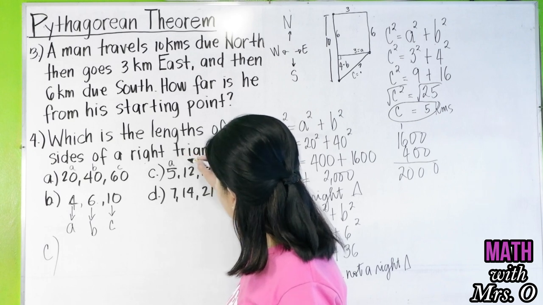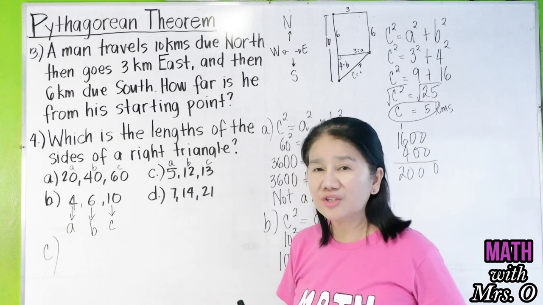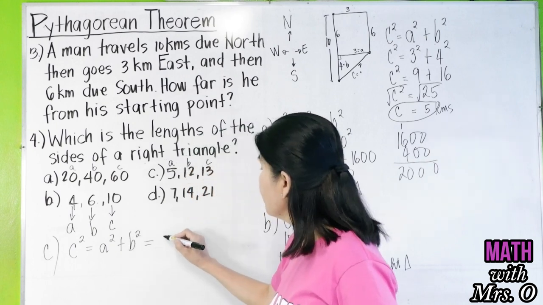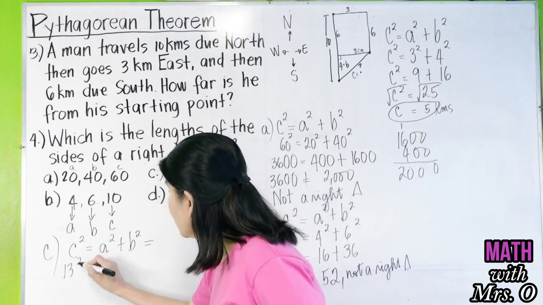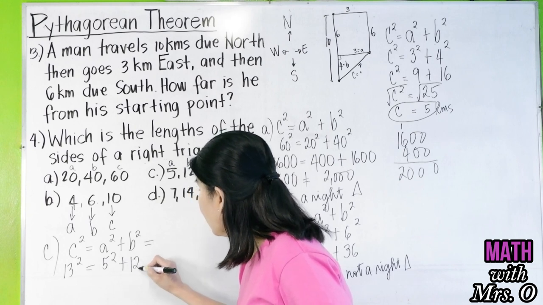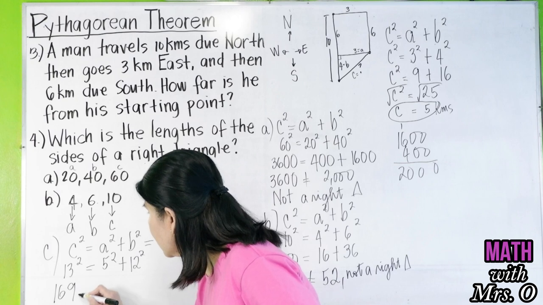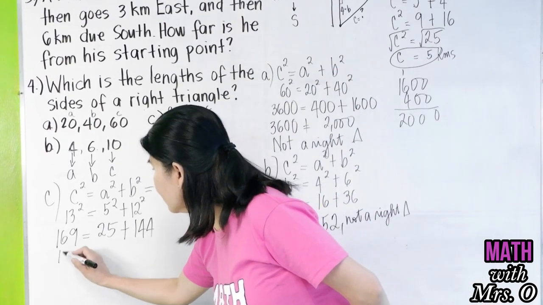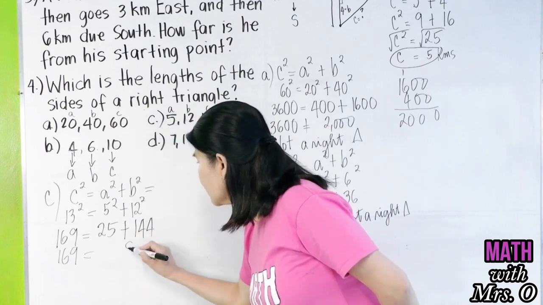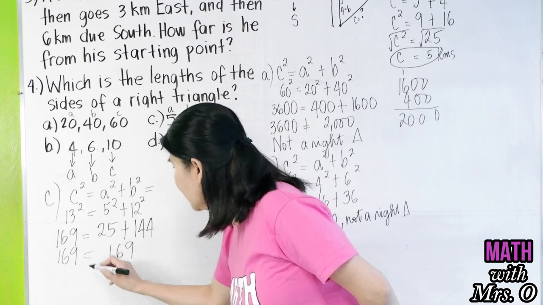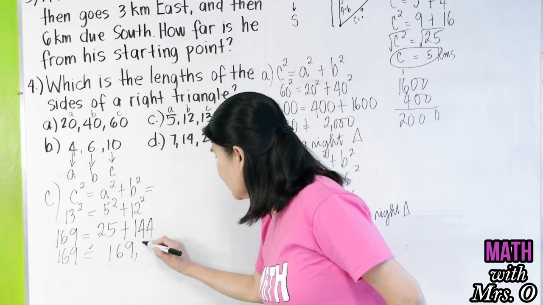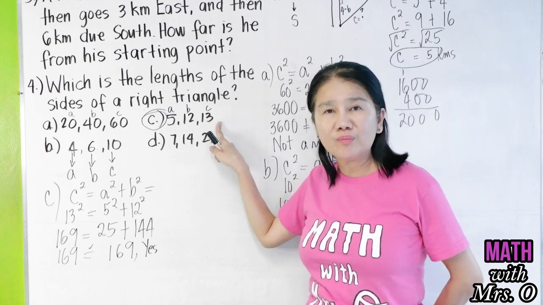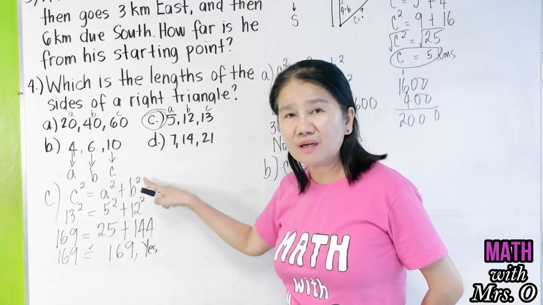In letter C, we let this be A again, and this is our B, and our C is 13. We check again if it satisfies C squared equals A squared plus B squared, which is the Pythagorean theorem. So, is 13 squared equal to 5 squared plus 12 squared? So, 13 squared, 169, is the 25 plus 144. Let's add again. 5 plus 4 is 9, 4 plus 2 is 6. This is 169 equals 169. Yay! So therefore, yes, letter C, 5, 12, and 13 are the sides of a right triangle. Why? It satisfies the Pythagorean theorem.